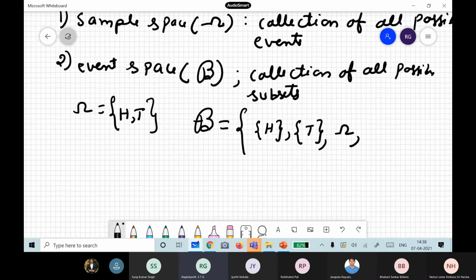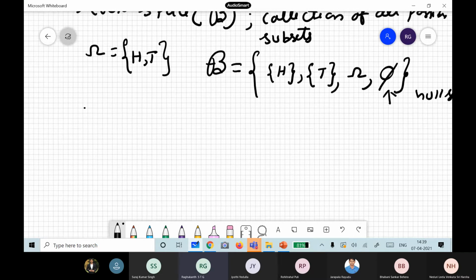Then you have another, what is the other one? Empty. The null set, actually. So the null set will also be there. So these are the possible subsets, you followed, right? For tossing a coin, this is the event space.